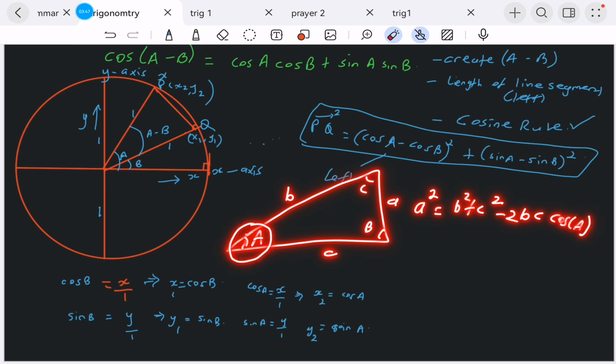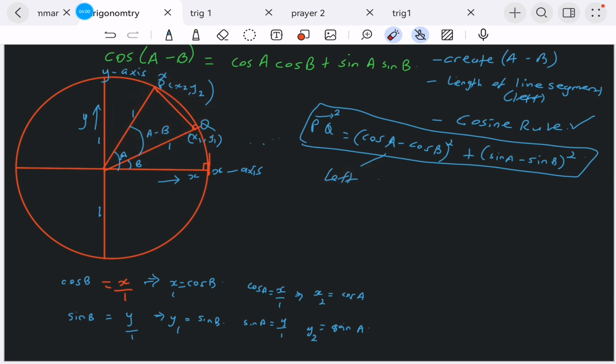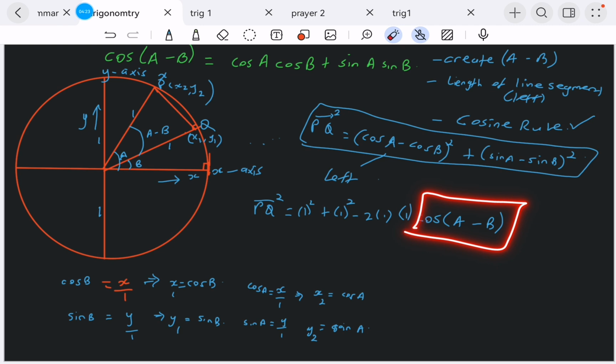Okay, in this case the A is right here, the other sides B and C is right here, 1 and 1, and then that's it. And the side we want to find is this, which is PQ. Okay, so let's go ahead and work this out. So that means that PQ squared again is equal to 1 squared plus 1 squared minus 2 into 1 into 1 cosine of A minus B. Now this is what we wanted to create, this term.